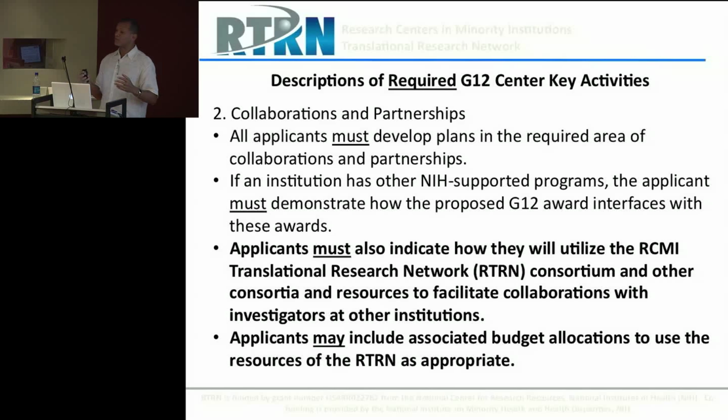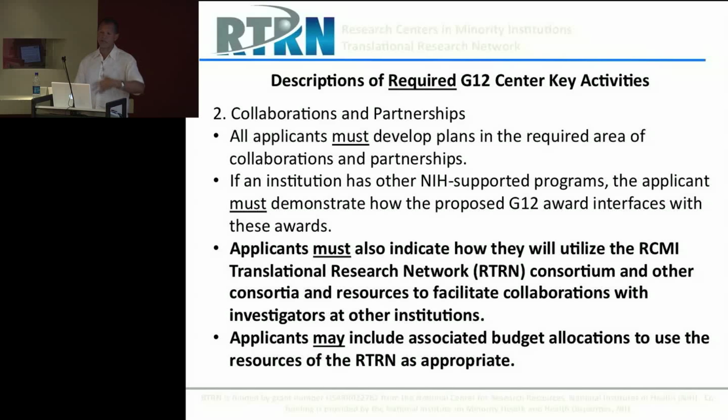Of course, it would be really easy if you had all that information in an eagle-eye system, and you could pull it up and have all the information there and make your application process a lot easier. But it also says each applicant must indicate how they will utilize the RCMI Translational Research Consortia and other consortia and resources to facilitate collaborations. So that's new, and that's been put in by NIH. And then some of those resources, if need be, you can use some of your budget to sort of purchase services just like you would for another core service if necessary.